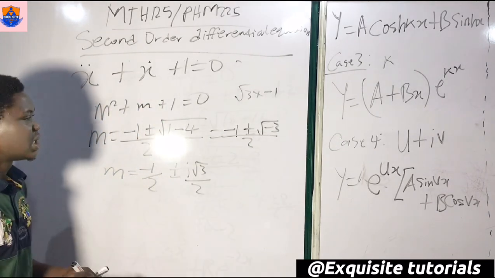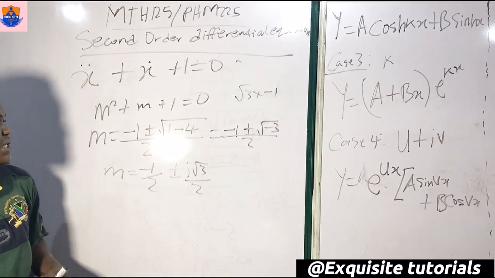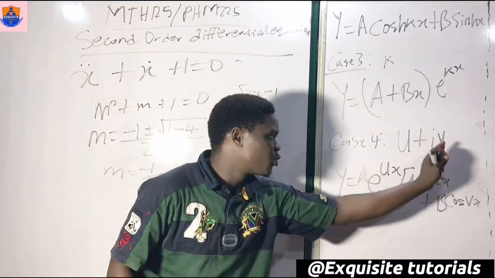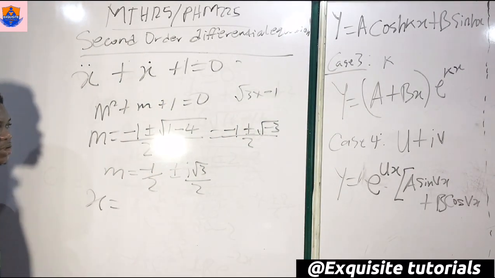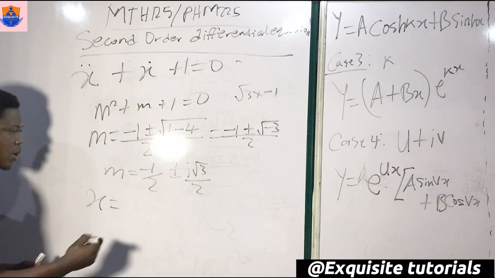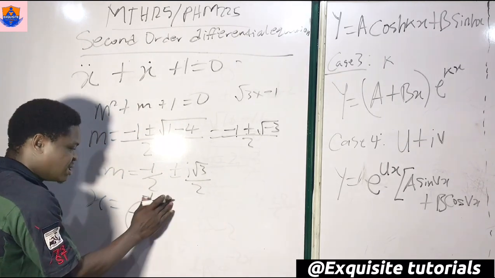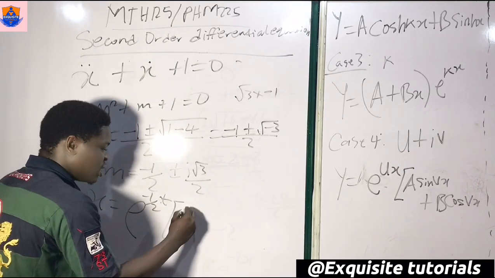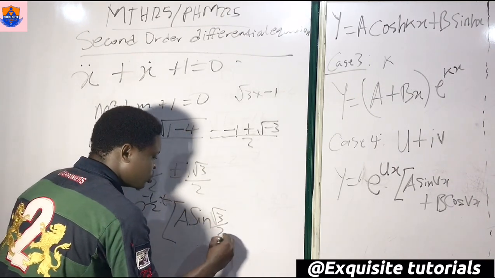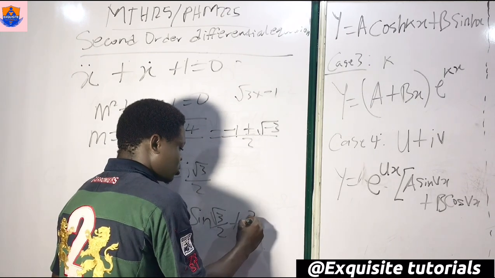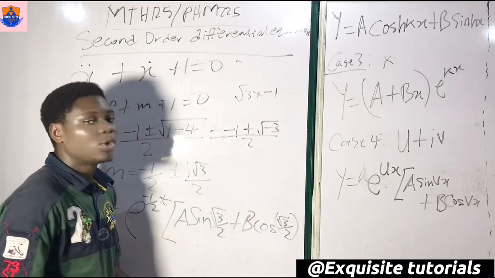Now you can see that this led us to an imaginary form. And I said when we have imaginary, you separate it to this form, then it means that our general solution x in terms of t will be exponential, the real part, which is minus 1 over 2. So we have exponential minus 1 over 2 t, then a sin the imaginary part, root 3 over 2 t, plus b cos root 3 over 2 t. And that will be all for this video.